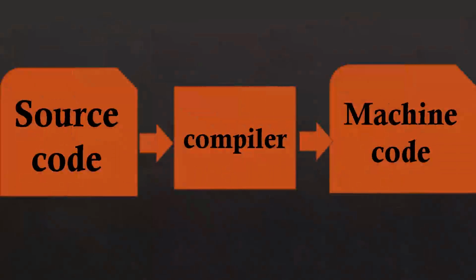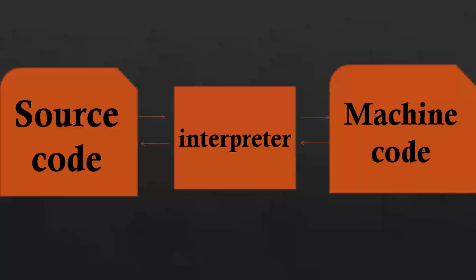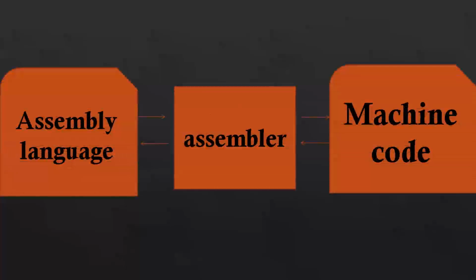The compiler is used to convert machine language to high-level language and vice versa, and it converts the whole program at once. Whereas the interpreter is also used to convert machine language to high-level language and vice versa, but it converts the program step by step. The last is the assembler, which converts assembly language to high-level language and vice versa.